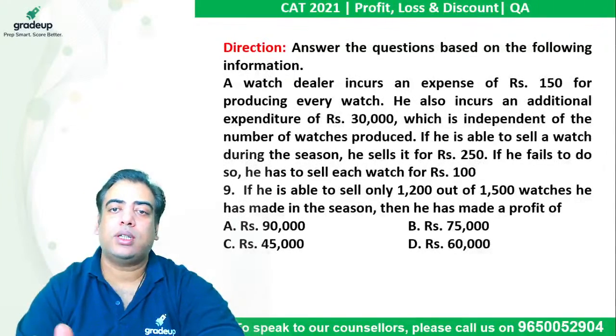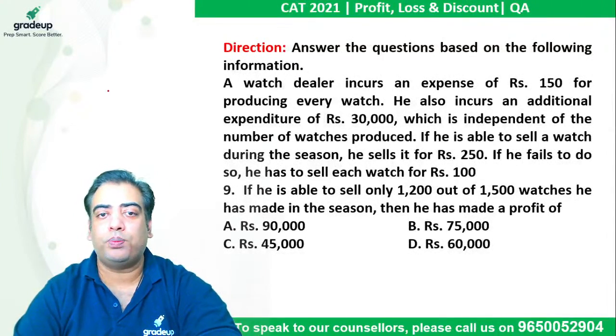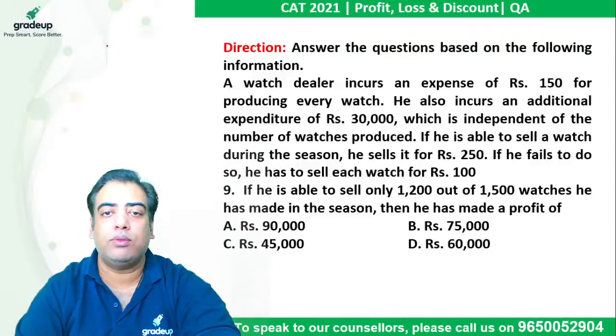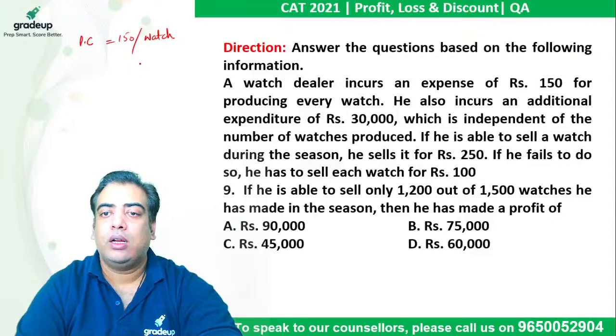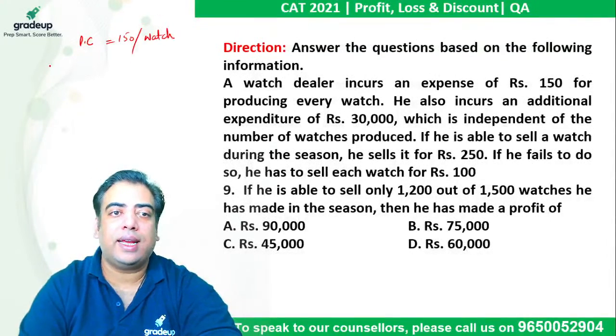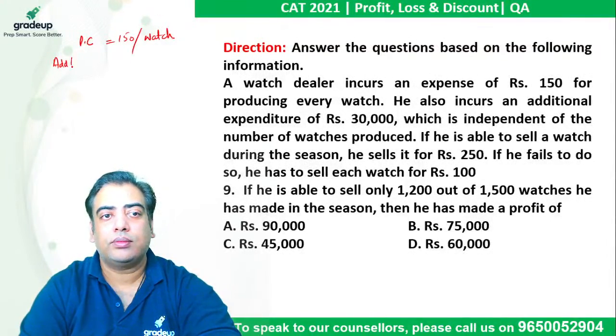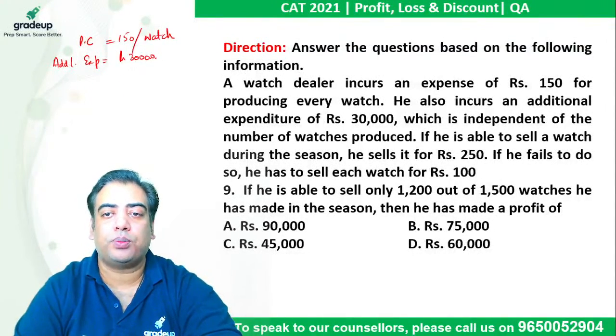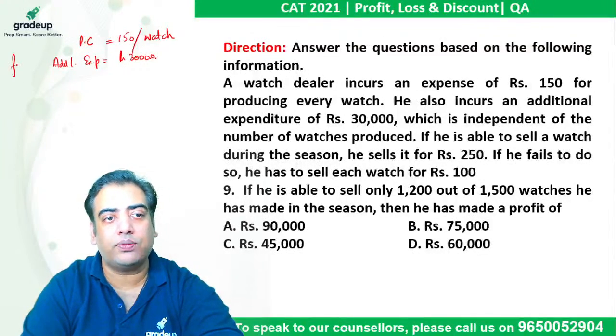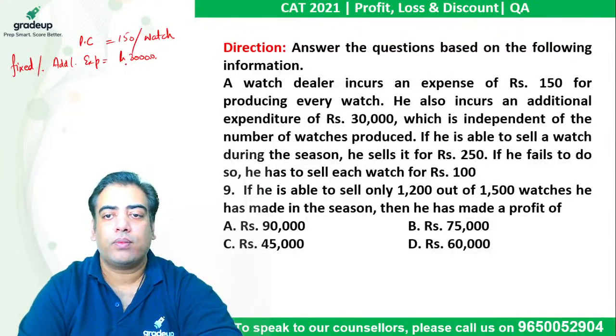Here it says a watch dealer incurs an expense of rupee 150 for producing every watch. So the production cost is given to me. It is rupee 150 for each watch. He also incurs an additional expenditure of rupee 30,000, which is independent of the number of watches produced. So guys, this is going to be your fixed expenditure.